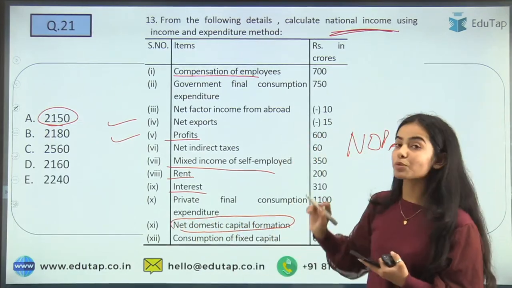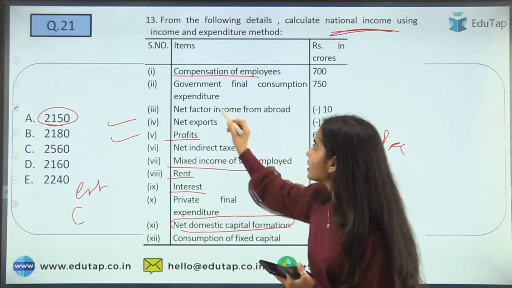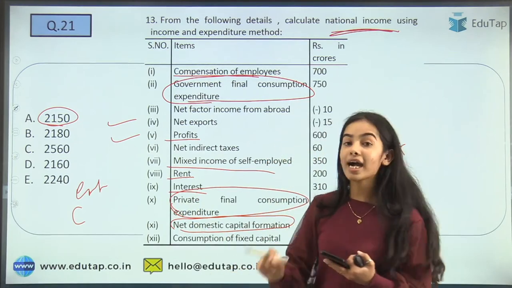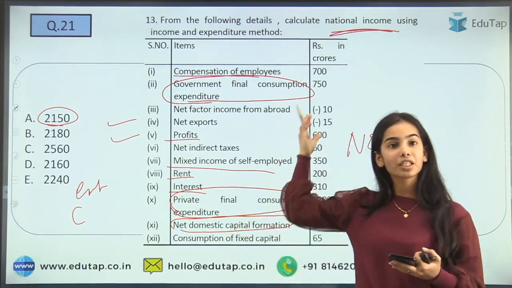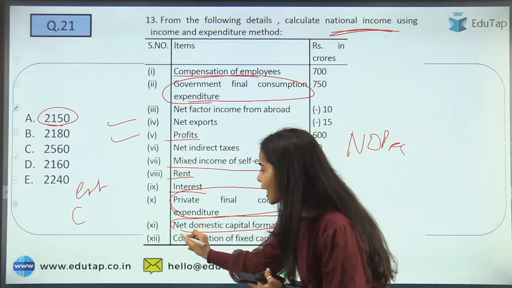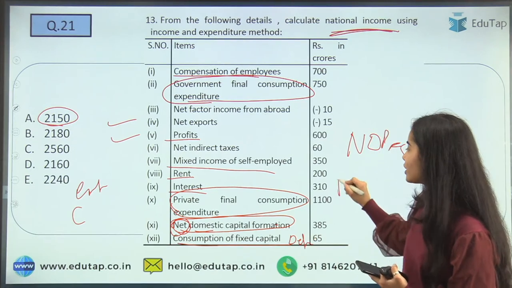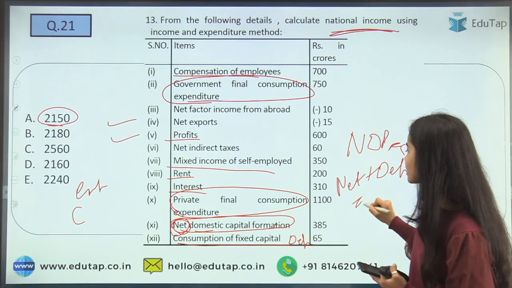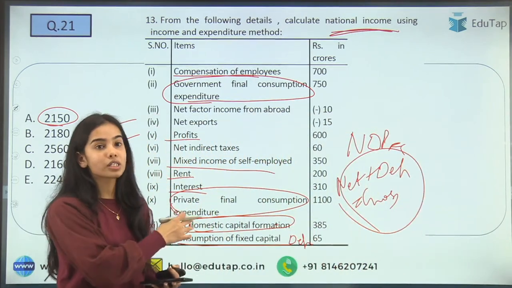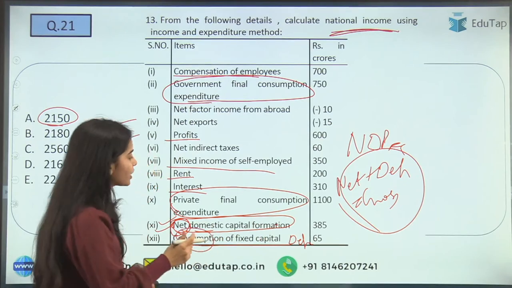Now in the formula of expenditure method, what you do? You add government final consumption expenditure, you add the private final consumption expenditure, and you add gross domestic capital formation. But the gross domestic capital formation is not here now. So how you will be able to calculate? Then you have to just add the net domestic capital formation plus the depreciation. When you add net with the depreciation, you get the gross. And that's why I brought this question, because this is very important for you to understand. If it is only given as this, you can add the depreciation and you will get the answer.